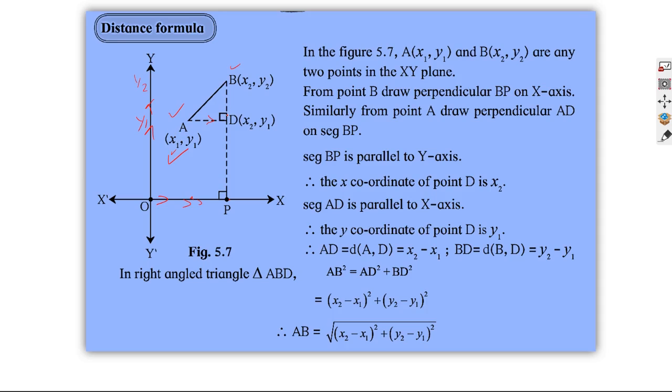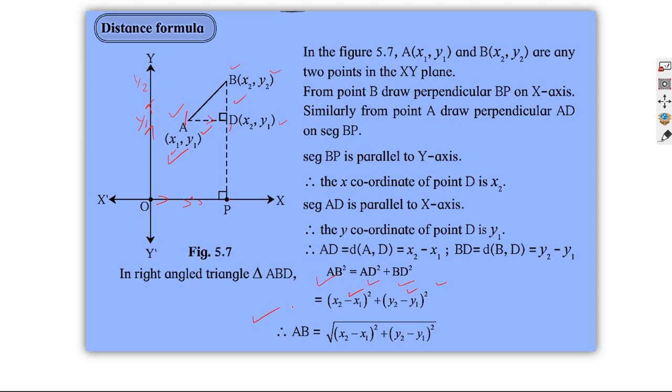It is by Pythagoras theorem. If you know the sides of the right angle triangle, the distance between BD and AD should be known. That is AD square and BD square, which can help us find AB square by the Pythagoras theorem. To get AD, we use this axis graph, where AD is this distance from here to here, which will be x2 minus x1, and the distance BD will be equal to y2 minus y1, the square of this.